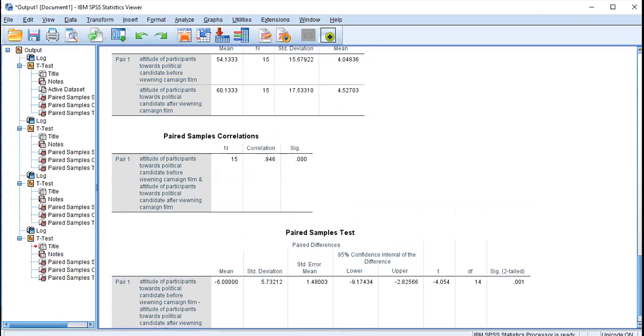to after watching the film (M = 60.13, SD = 17.53), t(14) = 4.054, p < 0.05, d = 1.05. So that is how the answer is going to come.